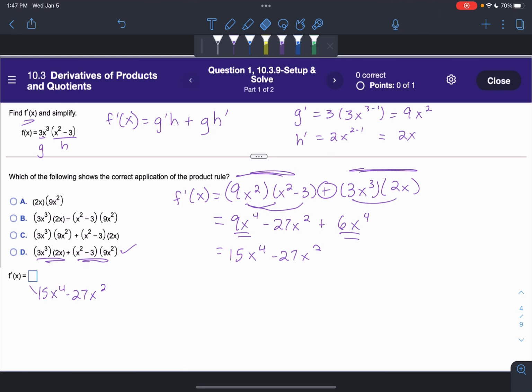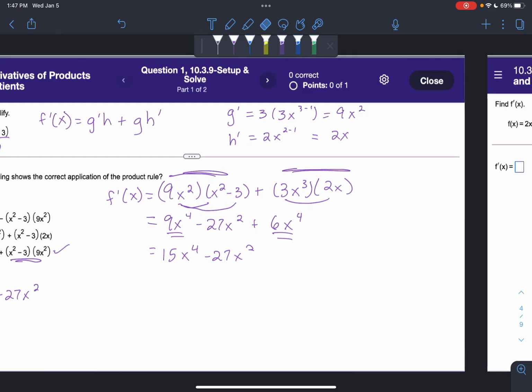That's not the case though for our quotient rule. Order does matter because we're subtracting the terms in the numerators. So that's just a little difference between the product rule and the quotient rule. All right, so D, and then this polynomial for this problem. Let's try another one.